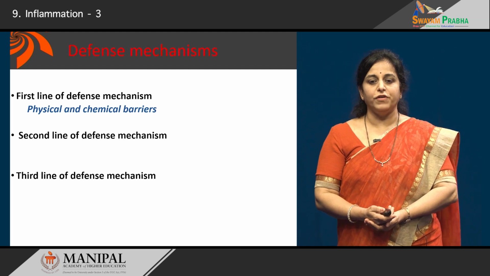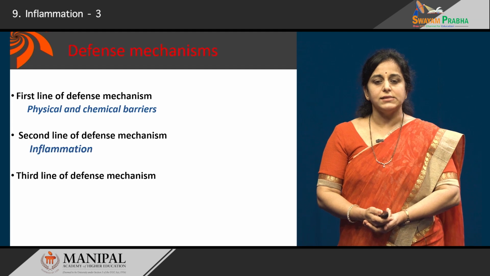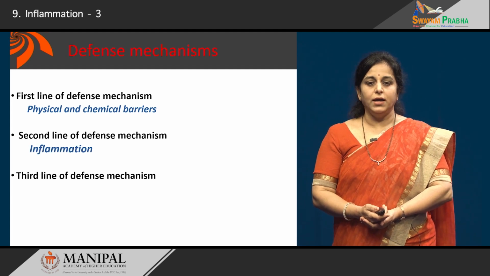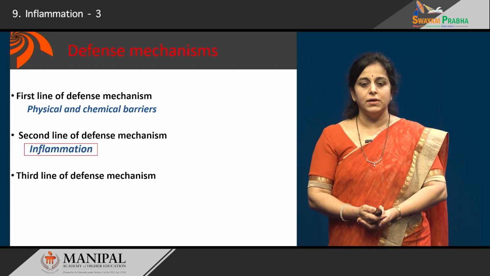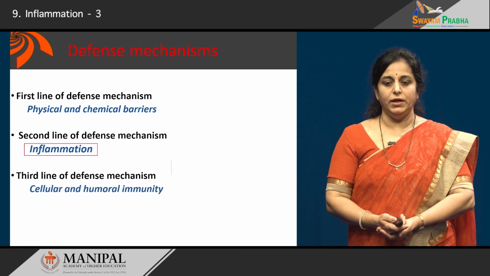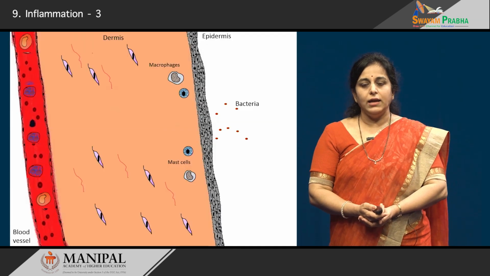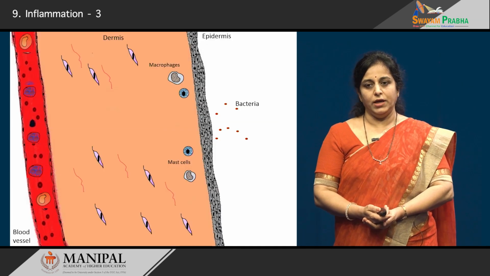The second line of defense mechanism is what we are going to learn in detail today. This is inflammation. The third line of defense mechanism includes the cellular and the humoral immunity, that is the T and the B lymphocytes. Let us learn about inflammation today.